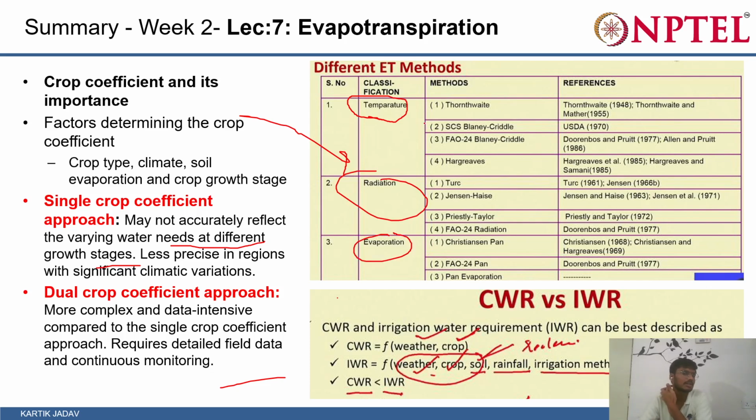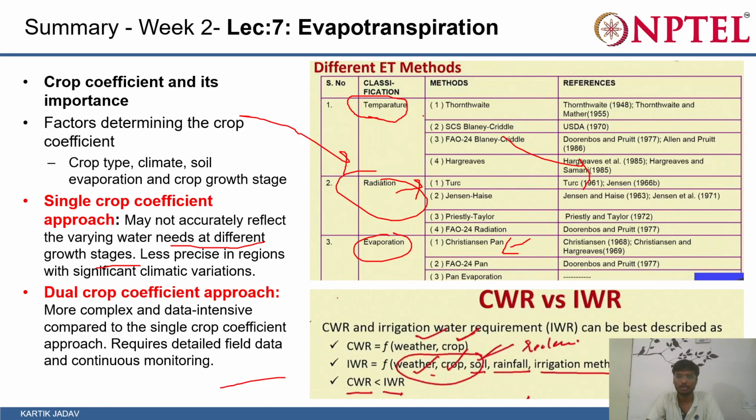So based on temperature, there are certain methods like Thornthwaite, SCS Blaney-Criddle method, FAO-24 Blaney-Criddle method, Hargreaves method. Then based on radiation, there are methods like Turc, Jensen and Haise, Priestley-Taylor, and FAO-24 radiation. Finally, evaporation based methods, that is based on pan evaporation methods or Piche and pan. There are different kinds of pans available that are generally very well described in K. Subramanya's book of hydrology, surface water hydrology. And these are the references for these methods.